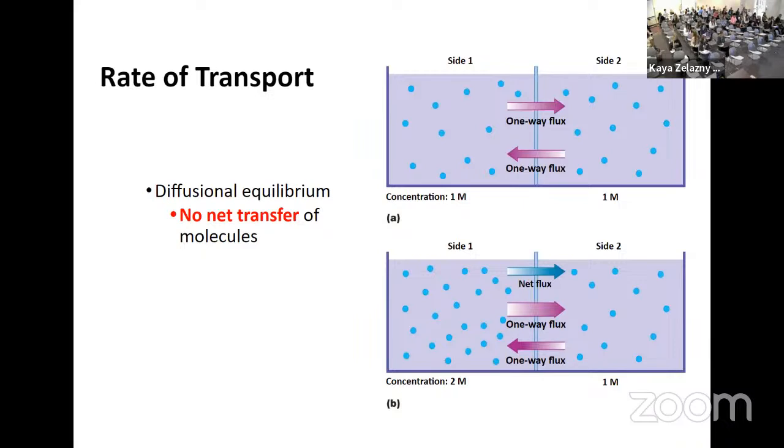But diffusional equilibrium is reached when we have no net transfer of molecules. So equilibrium means nothing's moving on it. Might be jiggling around a little, but if you added up everything, no movement.